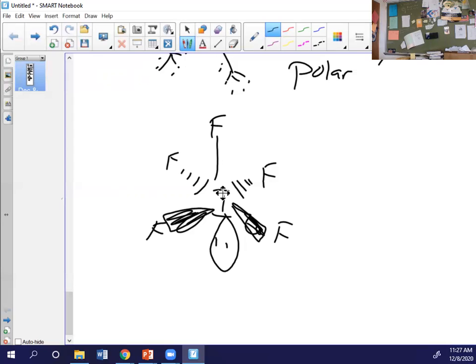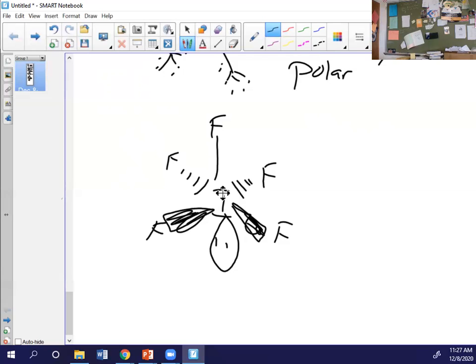A general rule of thumb, and it's not an all-the-time thing: generally, if there's a lone pair of electrons on the central atom, it's a polar molecule. Generally, if there are 0 pairs, as long as they're all the same, they are non-polar. That's not a hard and fast rule, but it gets you 95% of the time. Especially in this class.